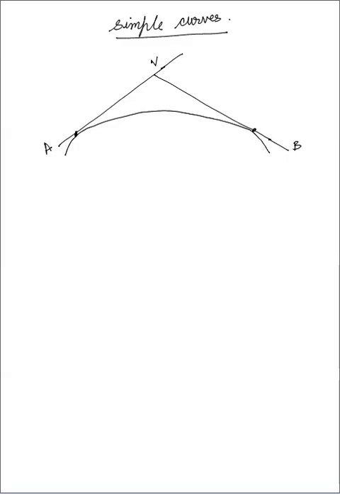So suppose this is the alignment of the road. So you can see the alignment of the road is from A, this is point V, and then it is turning towards B, and this is your curve.